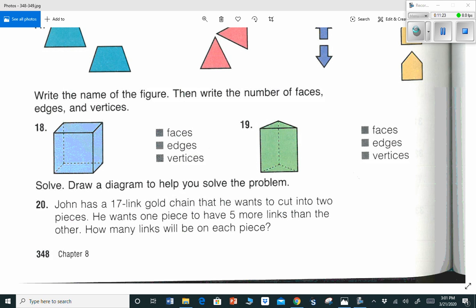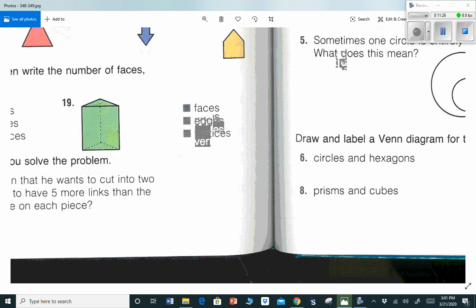Number 19. Faces. We've got a triangular base, and a triangular base makes 2. And then there are 3 rectangles connecting those. Makes 5 faces. The edges are the lines where 2 faces come together. 3 on the bottom, 3 on the top, 3 joining them makes 9. The vertices are where 3 or more faces come together. They make the sharp points. 3 along the bottom and 3 on the top makes 6.